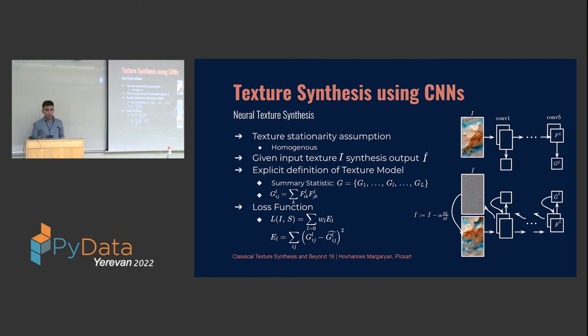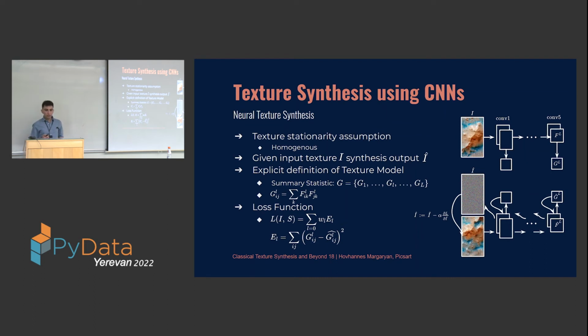Finally, let's segue to neural texture synthesis and begin our discussion with texture synthesis using CNNs by Gatys et al. This approach is a parametric texture synthesis algorithm, and therefore we need to explicitly define a texture model. The authors assume that textures are stationary, which means they are homogeneous and they don't contain large-scale structures.